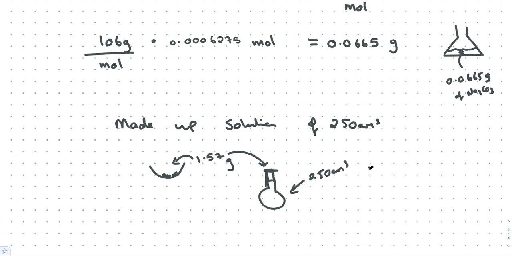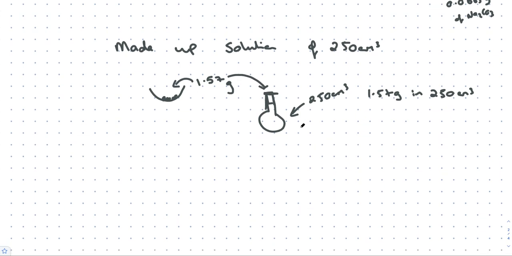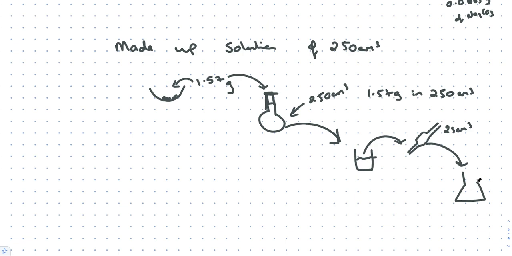So what you had was 1.57 grams in 250 centimeters cubed. But then you didn't use all of that in your titration. You took a sample of that out, poured it into a beaker, and then from the beaker you used a pipette to take out 25 centimeters cubed of that. That went into our conical flask.